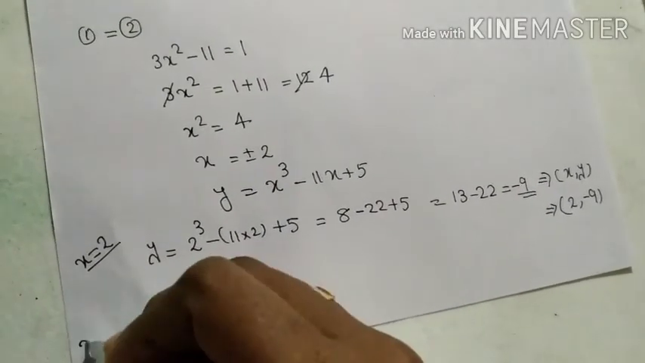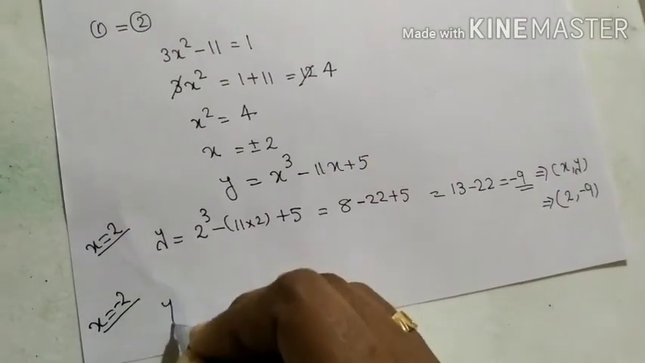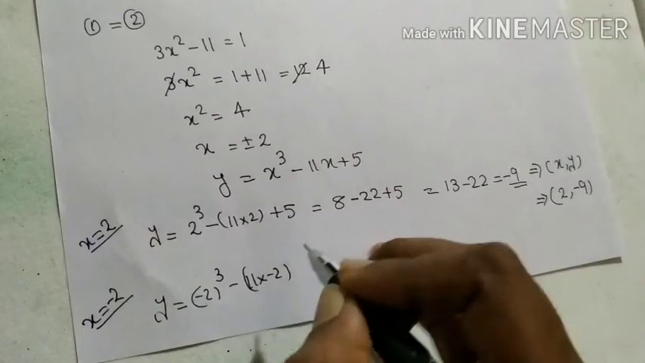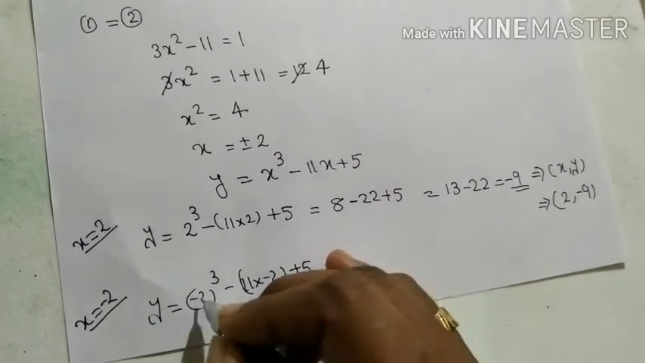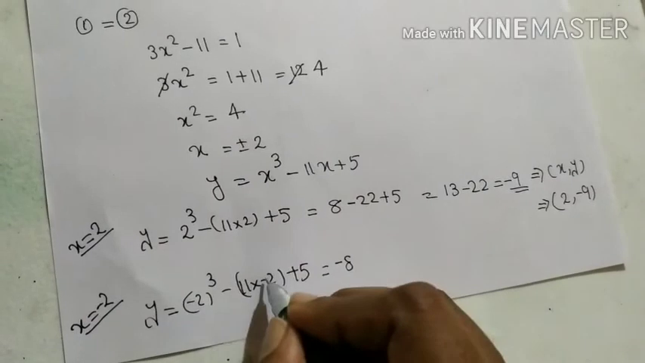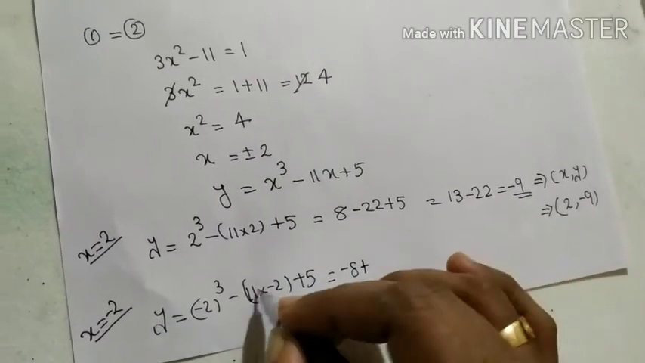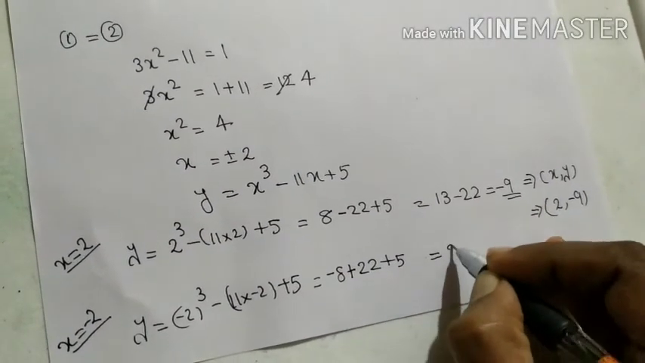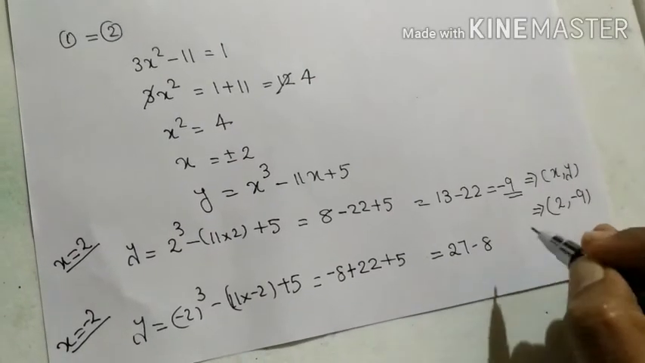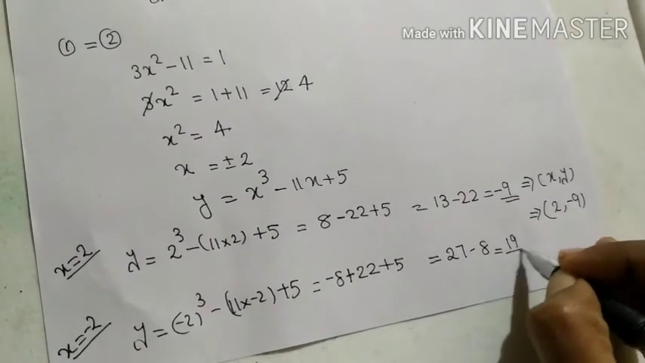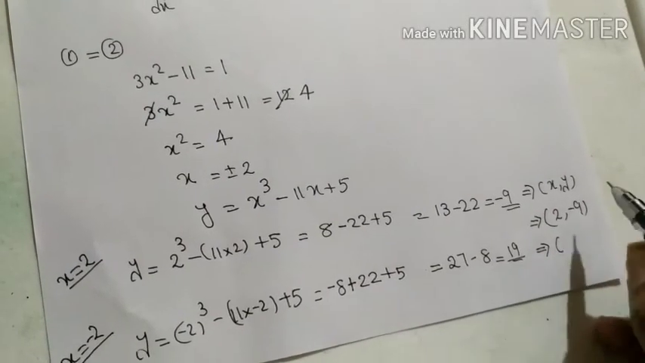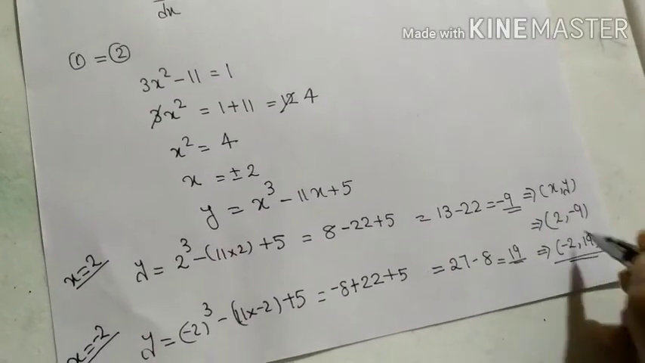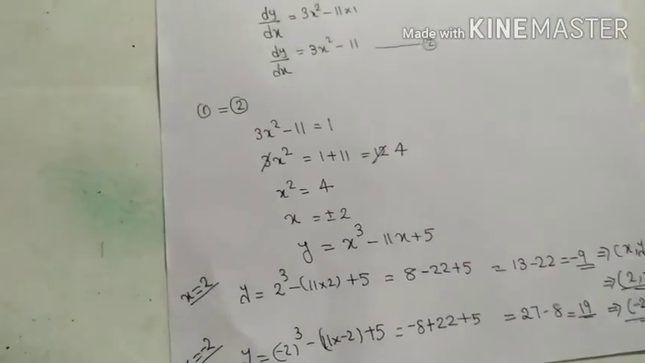Okay. Next put x equal to minus 2. Y equal to minus 2 whole cube minus 11 into minus 2 plus 5, which will be equal to minus 2 cube is minus 8. This minus and this minus will become positive. 11 into 2 is 22 plus 5. 22 plus 5 is 27 minus 8 is equal to 19. So, our second point will be minus 2 comma 19. Okay, I hope you understood.